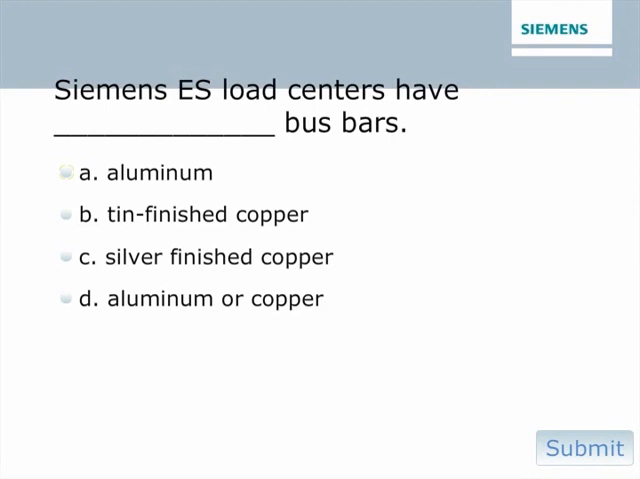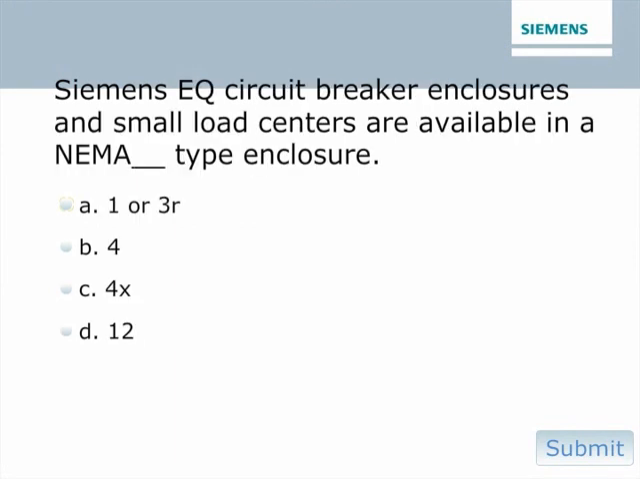Siemens ES load centers have blank bus bars: A, aluminum, B, tin finished copper, C, silver finished copper, or D, aluminum or copper? Siemens EQ circuit breaker enclosures and small load centers are available in a NEMA blank type enclosure. Is it A, 1 or 3R, B, 4, C, 4X, or D, 12?